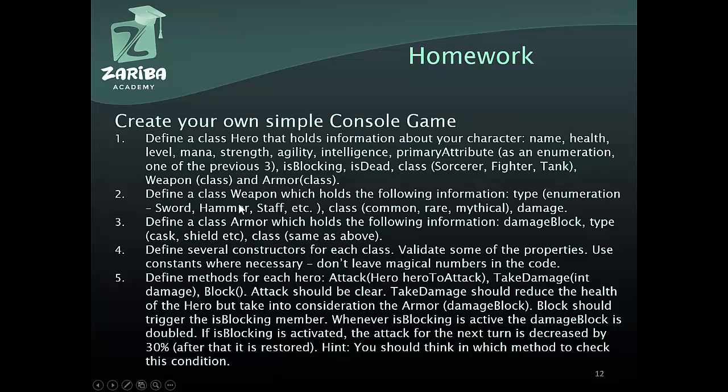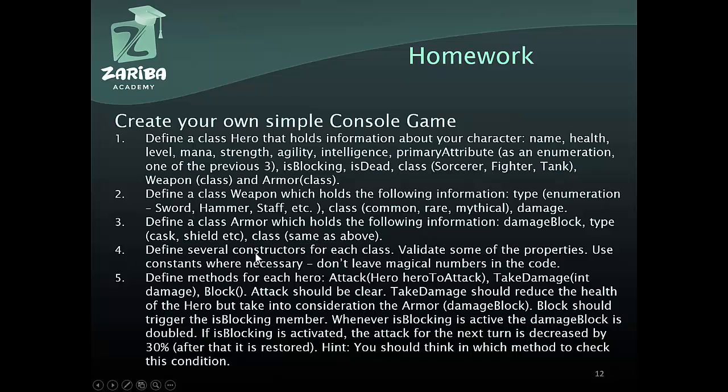Okay. Define a class weapon which holds the following information. You have type, which is again an enumeration. You have class, which is common, rare, or mythical. You have damage as well for each weapon. So the damage is not a property of the hero, but it's of the weapon. Okay, so you have armor, which is similar, but it has that damage block.